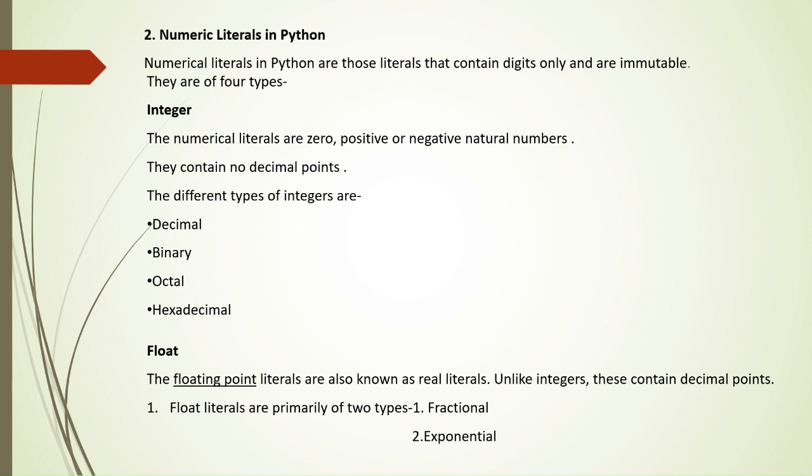Numeric literals in Python. Numeric literals in Python are those literals that contain digits only and are immutable. There are 4 types. Integer. The numerical literals are 0, positive, or negative natural numbers. They contain no decimal points. The different types of integers are decimal, binary, octal, and hexadecimal.